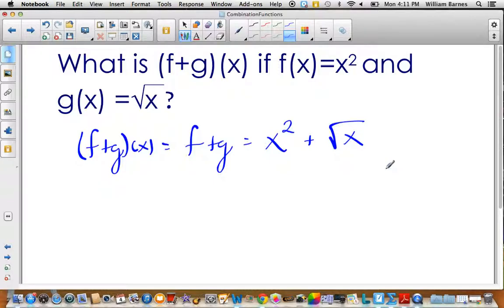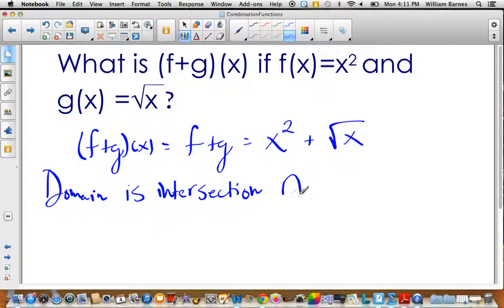Now if this question elaborated a little bit and asked us to find the domain, we'd have to look a little bit deeper into this guy. For adding and subtracting functions, the domain is the intersection of the two functions. So I'll write that out if I can spell it: the intersection of the two functions. Intersection has this symbol, an upside down U, and it's a fancy word for overlap. So where does the domain of the two functions overlap? Where are they both the same?